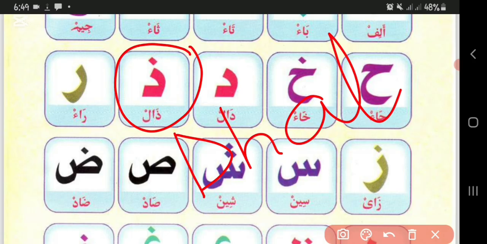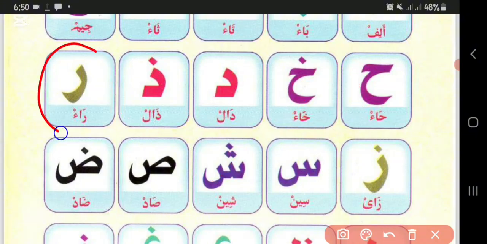But the only difference between the pronunciation of zal and that of tha is that we wouldn't allow the passage of air in the case of zal. When we pronounce tha, we allow the passage of air between our upper teeth and our tongue. But since it is zal that we are pronouncing, we wouldn't allow any passage of air. So we say zal, zal, and not tha. Do you understand? That is how it is pronounced.